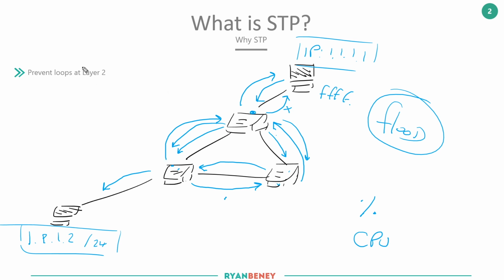Now, why does that happen? Well, if we look at the layer 2 header, the layer 2 header is an Ethernet header. And inside Ethernet, there is no what we call TTL, time to live. TTL is at layer 3.